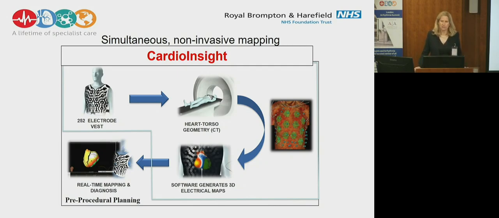Now, CardioInsight works with a basically body surface ECG approach with a vest with 252 electrodes that you put on the patient's chest, on the front and on the back. We have smaller vests for smaller patients, bigger vests for bigger patients, and then we do a CT scan to locate the ECG electrodes and to get, in a non-contrast scan, also the cardiac anatomy. So we have these two things that we are basically putting together.